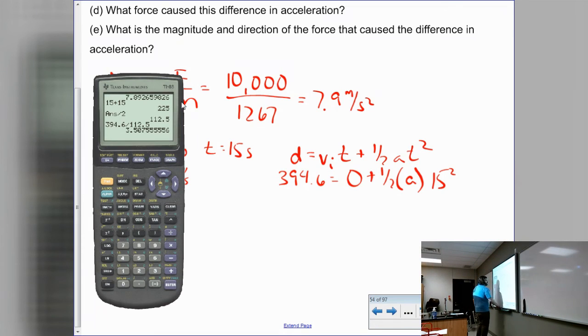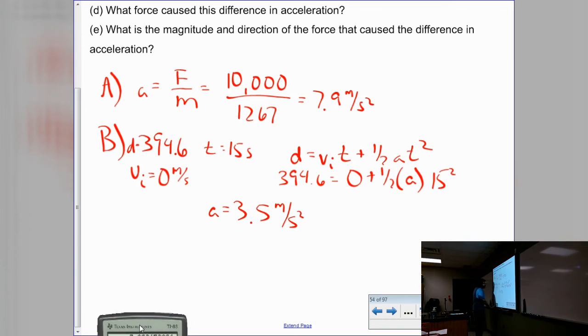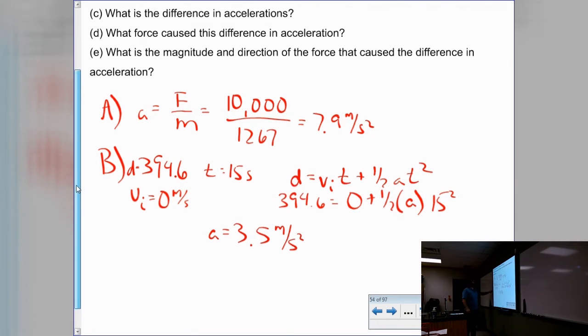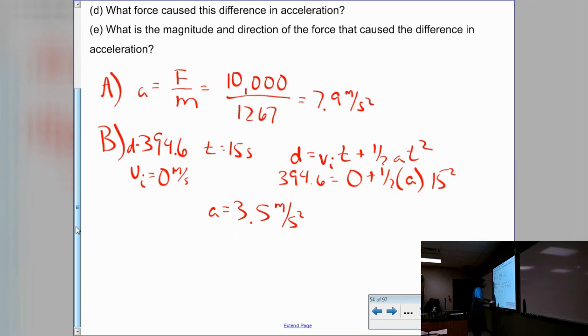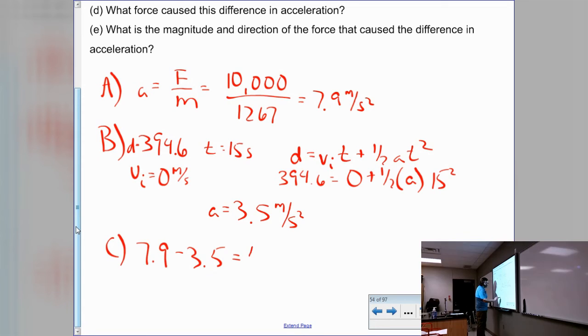Wow, that's quite a difference in accelerations. From F equals ma, we get an acceleration of 7.9, but according to our kinematic data, we're getting an acceleration of 3.5. Letter C, what is the difference? So we're just going to subtract those two. 7.9 minus 3.5 gives 4.4 meters per second squared as the difference in accelerations.